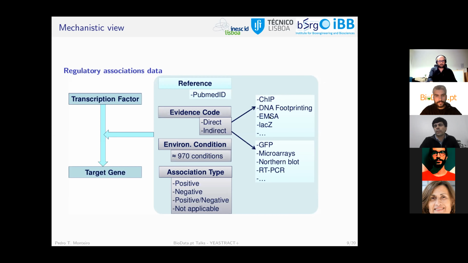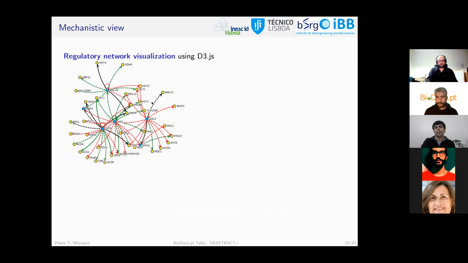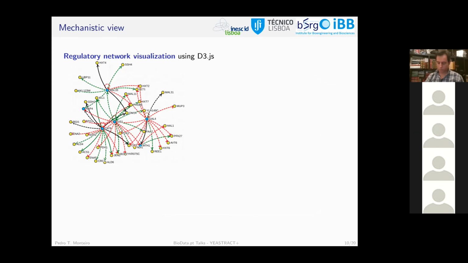In the direct case, we know that there's a direct binding of the transcription factor to the promoter of the target gene. Indirect is normally high throughput data that will not give us a direct evidence, but will give us a sign of the interaction. Then there is the association type, if it's positive or negative, which is also complementary to the direct information. And we also have the environmental conditions. So considering all the data that we gathered, we can now proceed to network visualization.